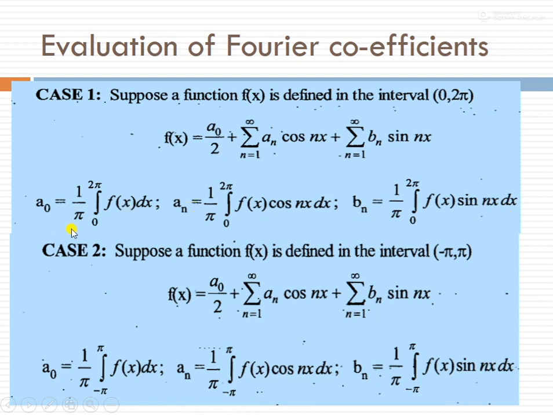In case 2, if the function f of x is defined in the interval minus pi to pi, then a0 can be written as 1 by pi integral minus pi to pi f of x dx, and an equal to 1 by pi integral minus pi to pi f of x cos nx dx, and bn equal to 1 by pi integral minus pi to plus pi f of x sin nx dx.